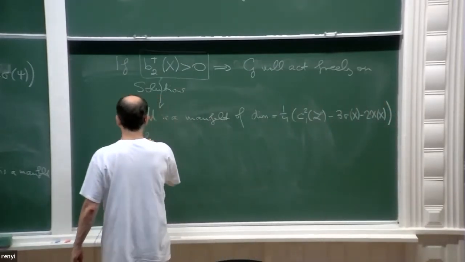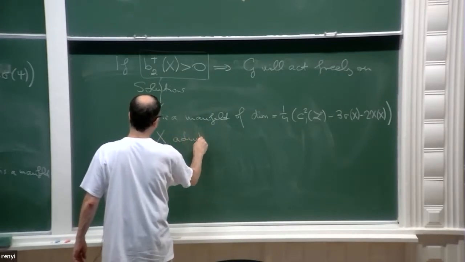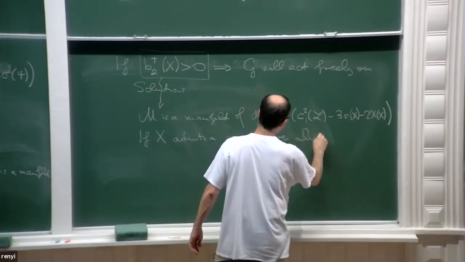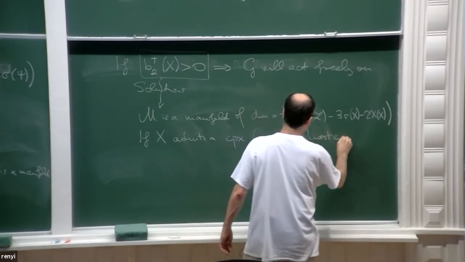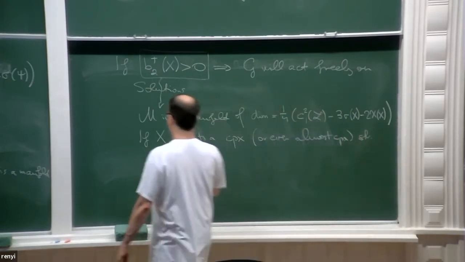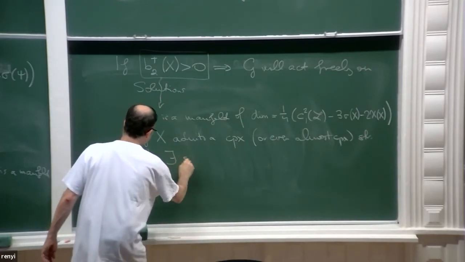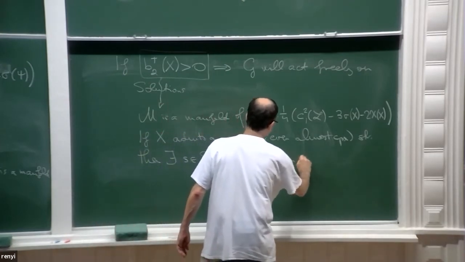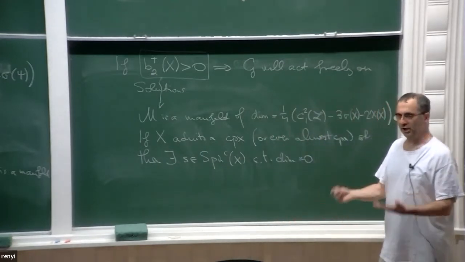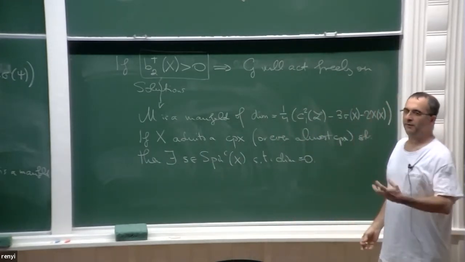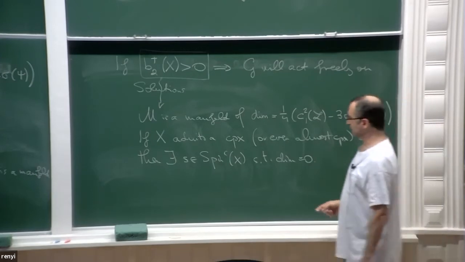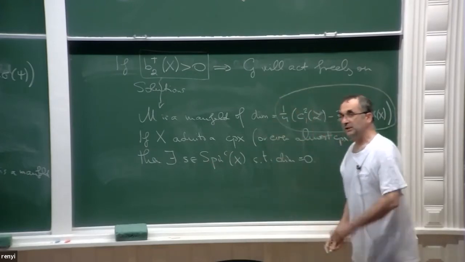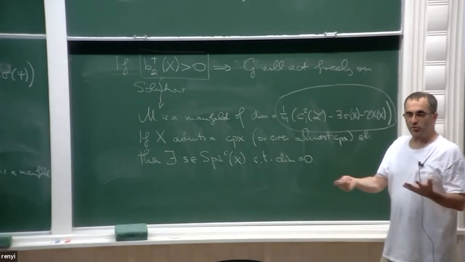And if X admits a complex or even almost complex structure, then there is a spin C structure such that this dimension is equal to 0. So again, the upshot is that we start with a manifold. If we pick the metric carefully and we pick a spin C structure carefully, such that this quantity is equal to 0, then we will get a 0-dimensional smooth manifold as my M.